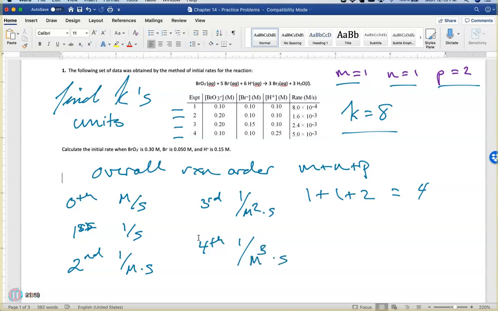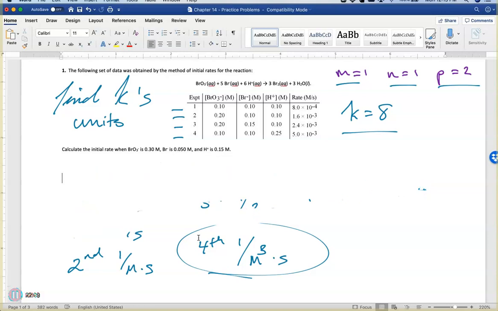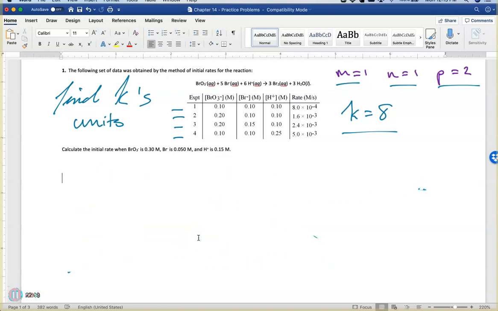Per molar cubed per second. So we could just do it that way, and we'd be totally fine and all set. I'll show you the long way to do this. The long way is going to be following our units, and this way will never lead you to the wrong answer.